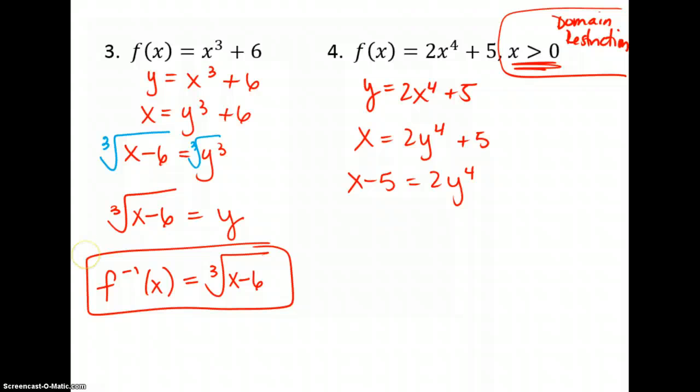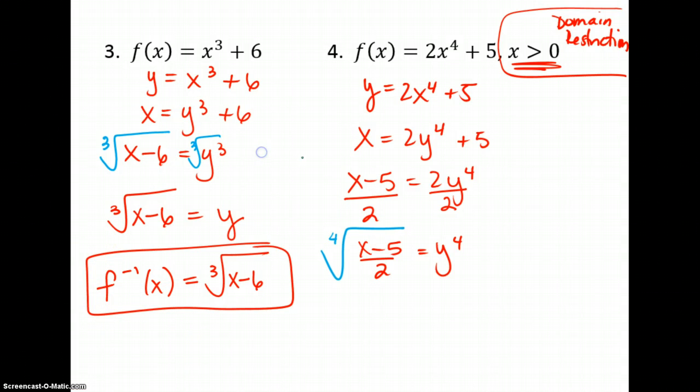We need to divide both sides by 2. This time I'm just going to leave it as x minus 5 over 2 equals y to the 4th. Now, to remove the y to the 4th, we are going to 4th root both sides. And when I do that, remember, when you even root both sides of an equation, I get plus or minus the 4th root of x minus 5 over 2 equals y.